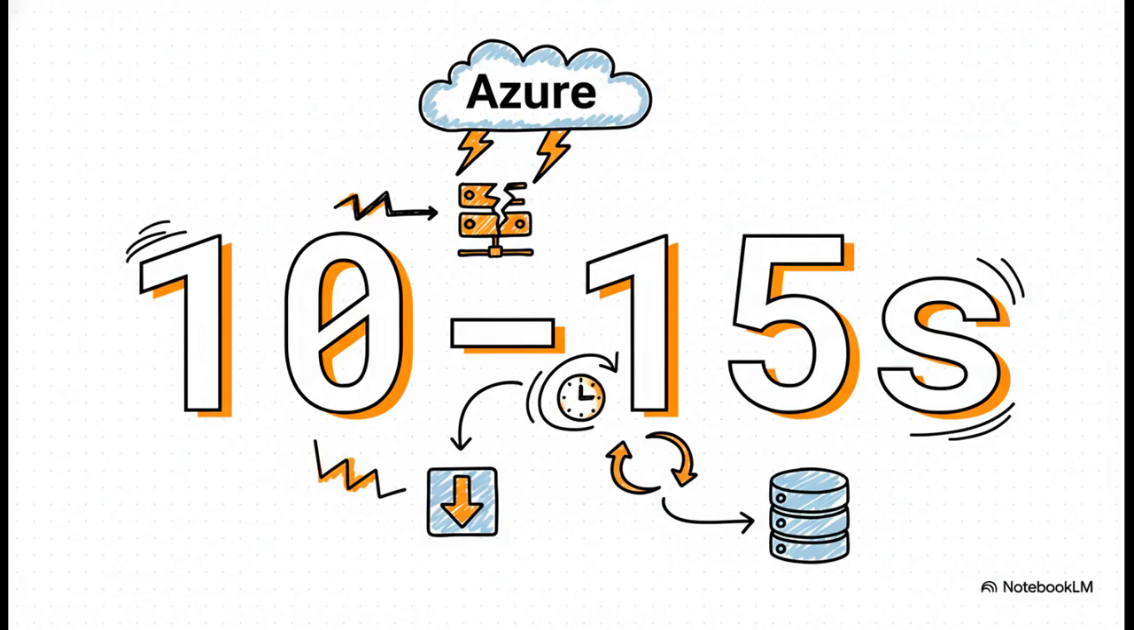Now this is the really wild part. When something big happens, like an entire availability zone going down, Azure just handles it. It detects the failure, reroutes all the traffic automatically, and you know what the expected downtime is for your app? Just 10 to 15 seconds. That is an incredibly fast, totally managed recovery from what is a pretty major infrastructure failure.